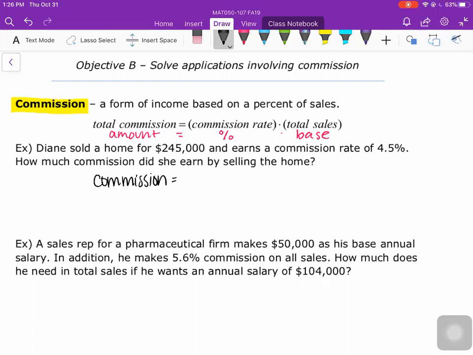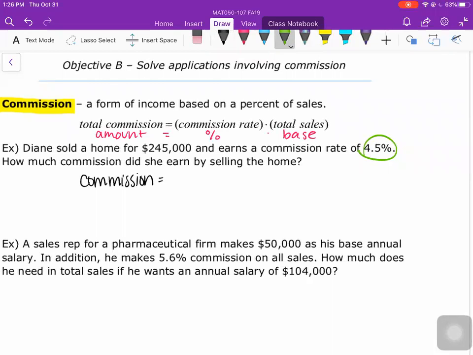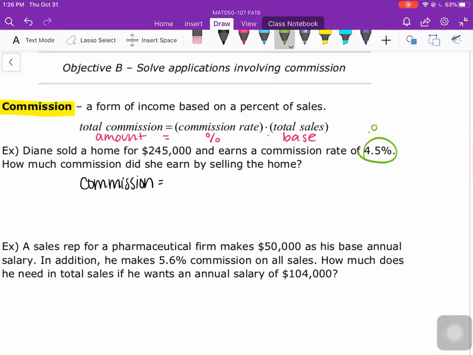The amount of commission is equal to the commission rate. And how are we going to express that commission rate? Is it 245K the base? It is. Good. How are we going to express that 4.5%? 0.045?